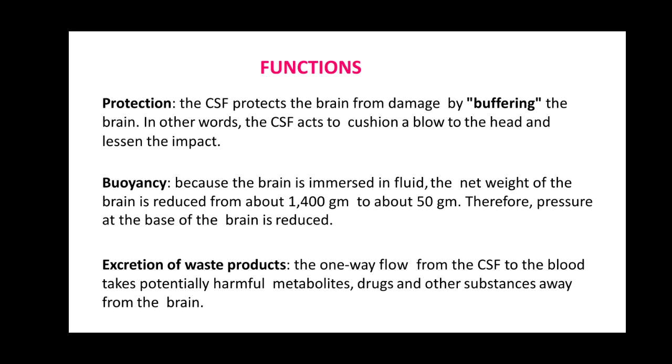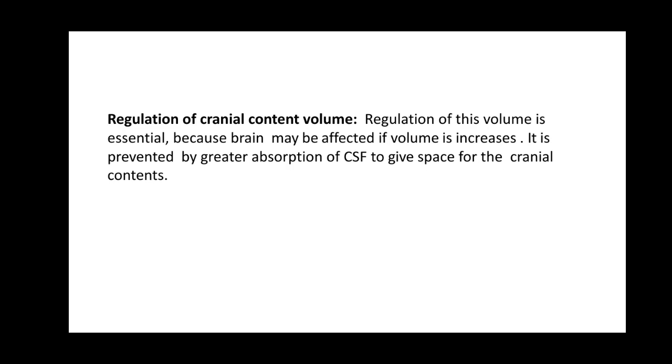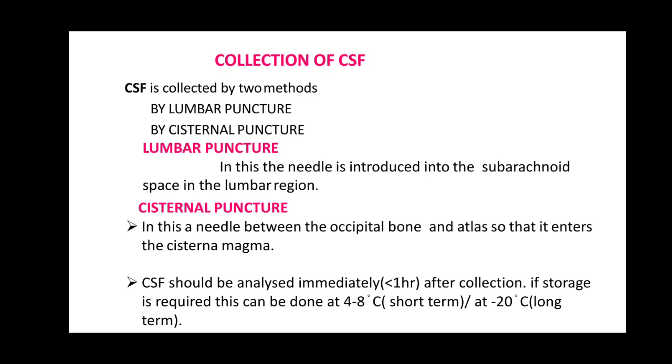From the CSF to the blood it takes potentially harmful metabolites, drugs and other substances away from the brain. And the regulation of cranial content volume is essential because the brain may be affected if volume increases. So the collection of CSF is followed by two methods, lumbar puncture and cisternal puncture. In the lumbar puncture, the needle is introduced into the subarachnoid space in the lumbar region, and in the cisternal puncture the needle is placed between the occipital bone and the atlas so that it enters the cisterna magna. So these are the two methods for the collection of a CSF.